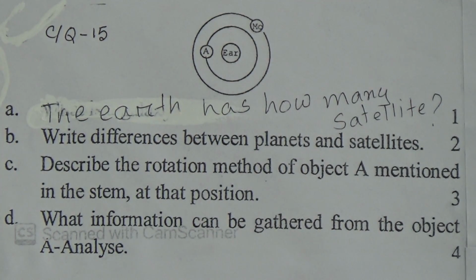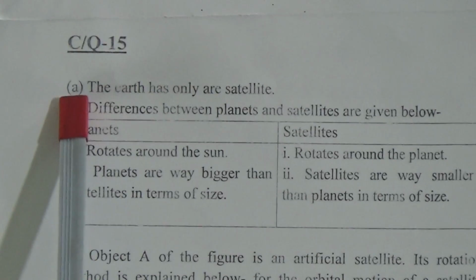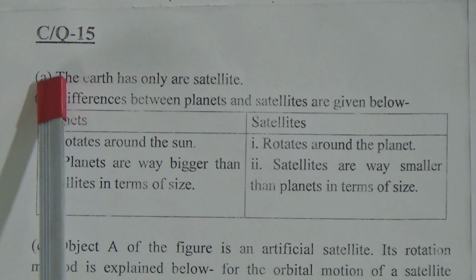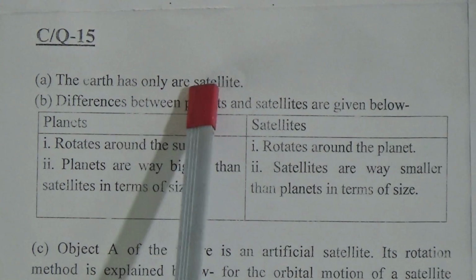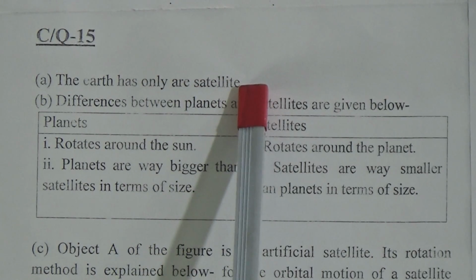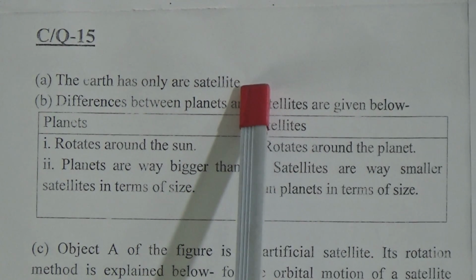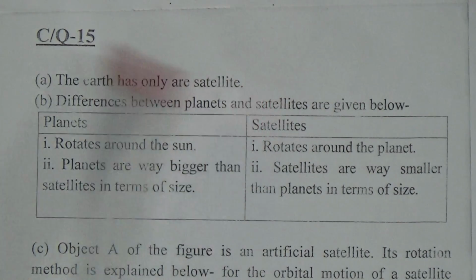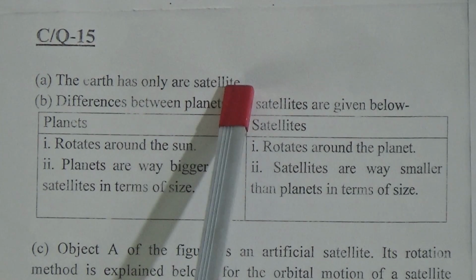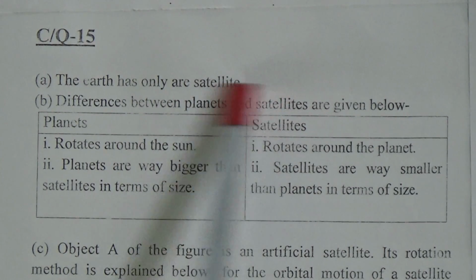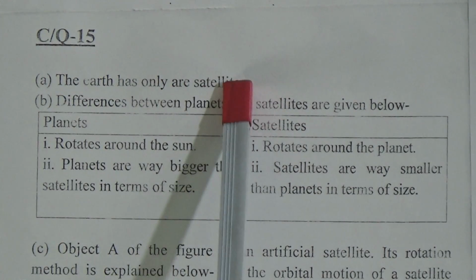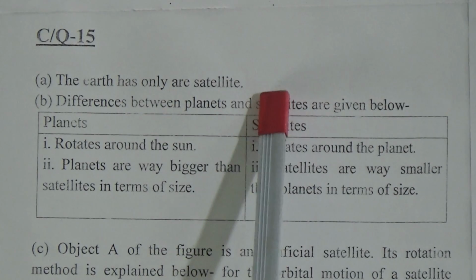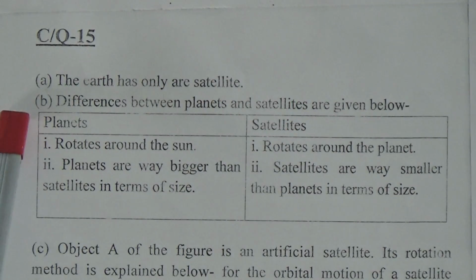The answer of question A: the earth has how many satellites? The answer is, the earth has only one satellite. That satellite is a natural satellite, dear students, not an artificial satellite. The earth has only one natural satellite, that is the moon, and we will give the answer based on the natural satellite. Now come to the B.